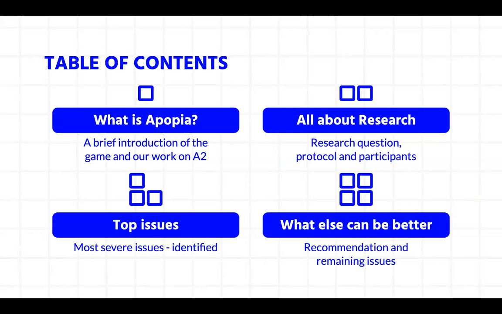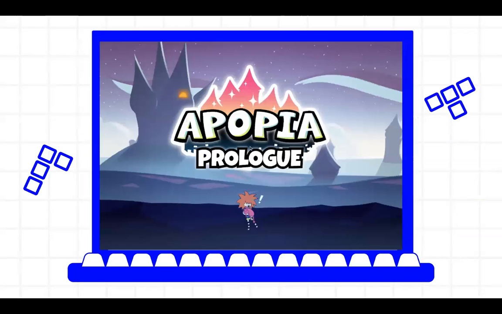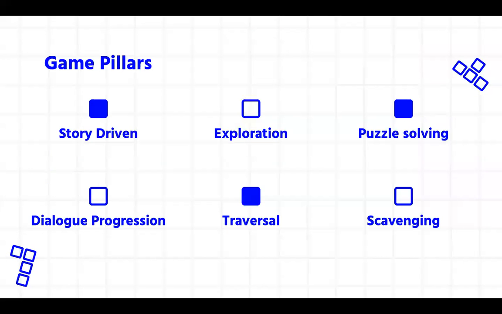Next, we will go over the user research in detail, the top issues we discovered, and our recommendations in how to make this game better. Apopia is a classic adventure game with a dark mystery twist and fun puzzles alongside the journey. There are 6 game pillars that make up the gameplay experience. They are story-driven exploration, puzzle solving, dialogue progression, traversal, and scavenging.